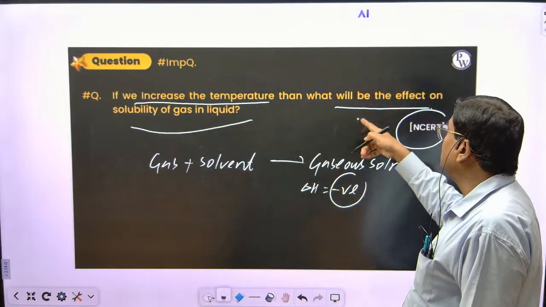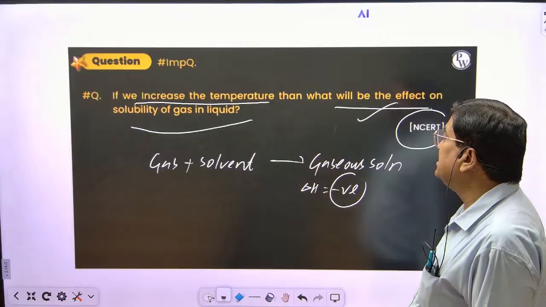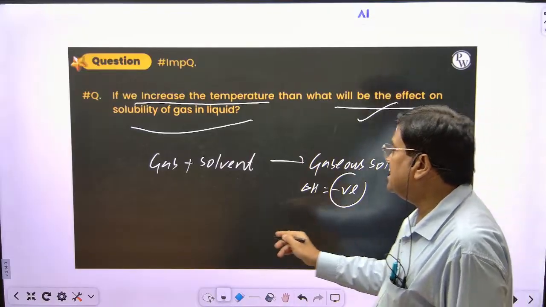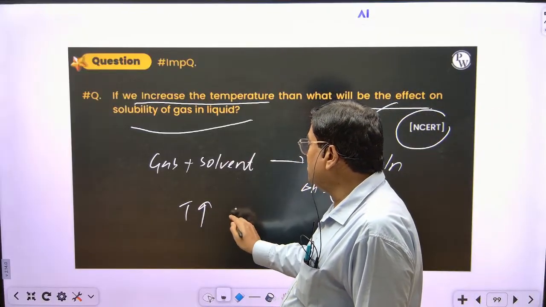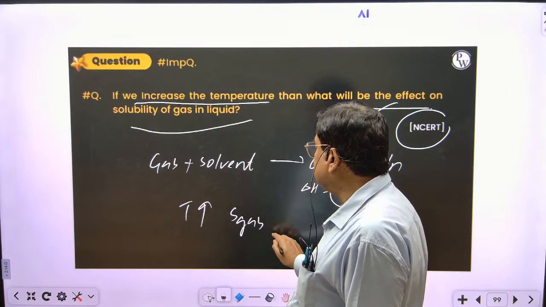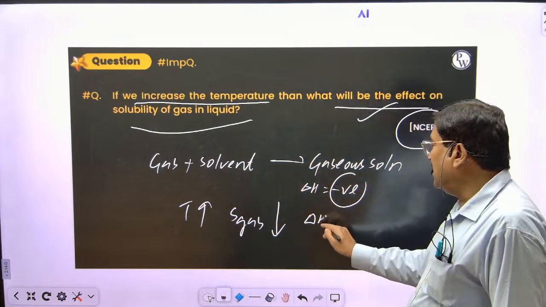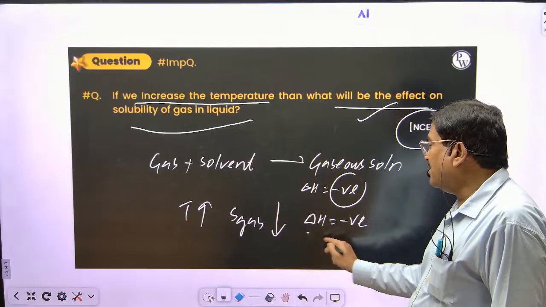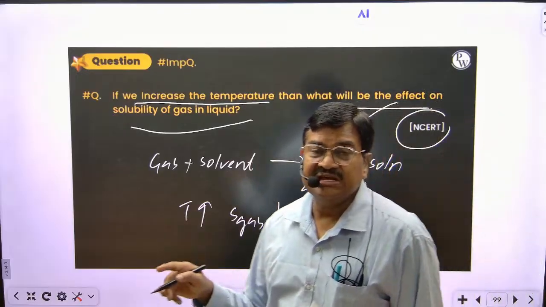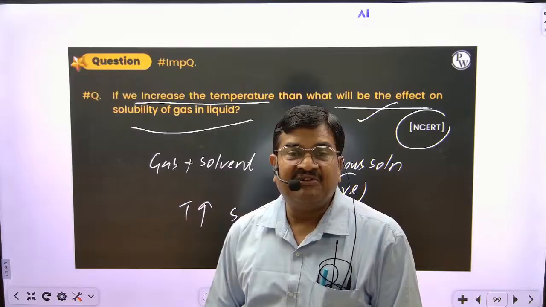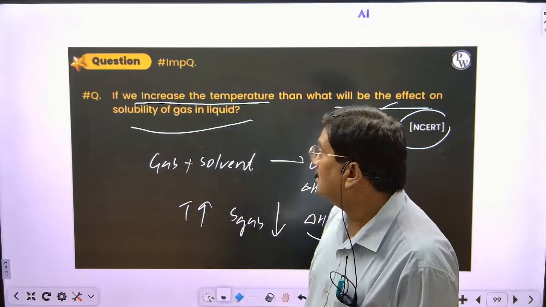So here what will be your answer? With increase in temperature, what will be the effect? As temperature increases, the solubility of the gas decreases, since the process is exothermic. You have to support why it is decreasing in assertion reasoning, or they give it in the form of statement 1, statement 2. Understood all of you?